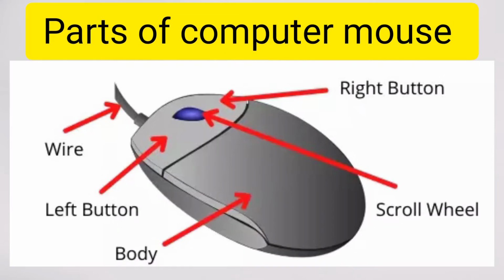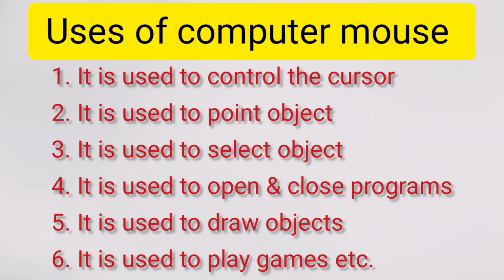This session talks about the parts of a computer mouse. We have the right button, left button, body, scroll wheel, and wire. This session also talks about the uses of a computer mouse.